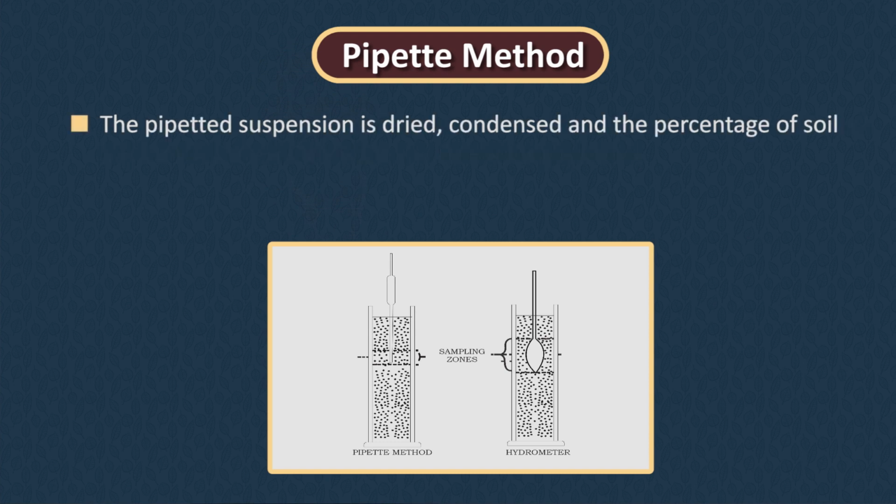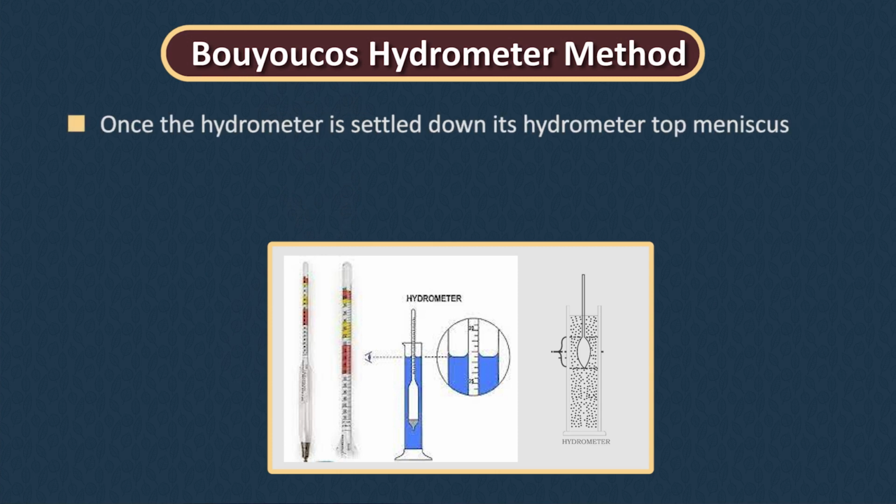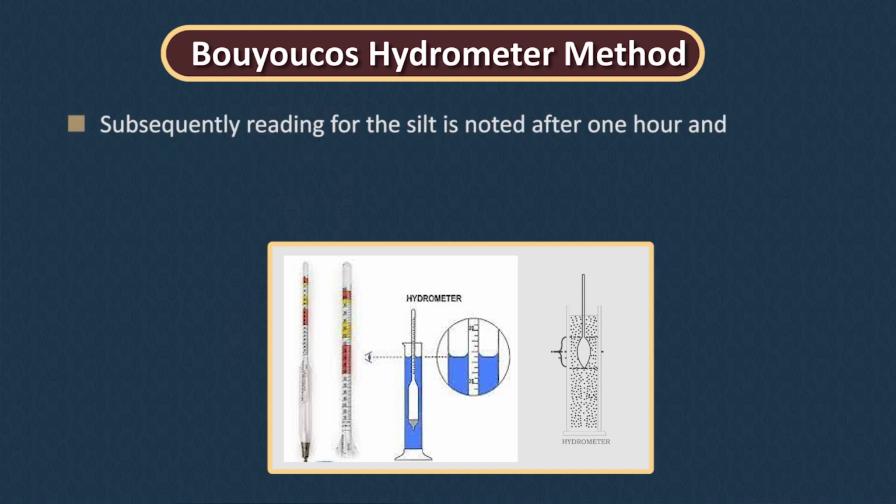The pipetted suspension is dried, condensed, and the percentage of the soil particles settled is determined. The second method is Bouyoucos hydrometer method. In this, soil solution is poured into a tall cylinder fitted with a hydrometer. Once the hydrometer has settled down, its top meniscus reading is noted at 40 seconds. Subsequently, the reading for silt is noted after 1 hour and for the remaining clay after 2 hours.